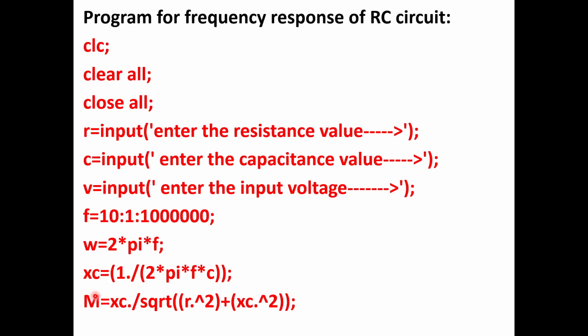Now capacitive reactance Xc is equal to, I have started the bracket, 1 dot divided by, again bracket start, 2 into pi into F into C, double bracket close, semicolon. And the magnitude formula is M equal to Xc dot divided by square root, double bracket start, R dot to the power of 2 plus Xc dot to the power of 2, double bracket close, semicolon. So actually I have written dot here.